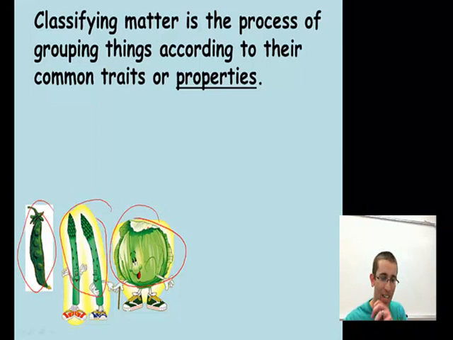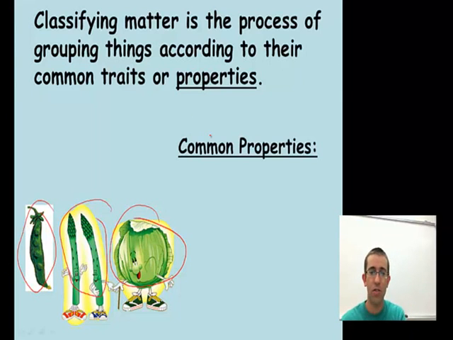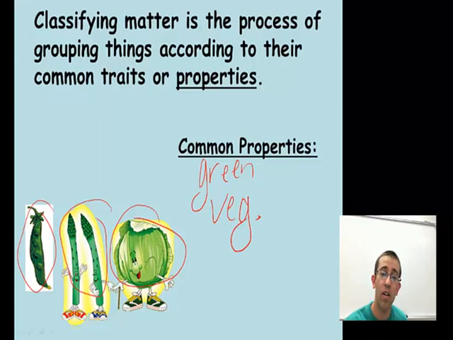So, how do we classify all of these? So, what are some common properties? This is how we classify stuff. So, I would say that they're all green. And specifically, even more, they're all vegetables, right? So, this is what we do. We're going to classify a lot of things in chemistry. We'll classify stuff as solids or liquids or gases. We'll classify stuff as metals and non-metals. It's all kinds of stuff we're going to do in here.